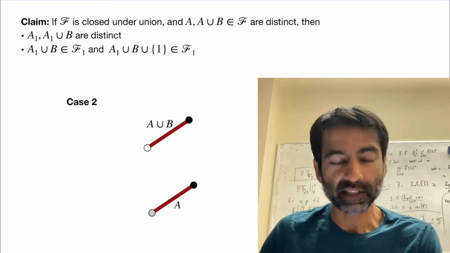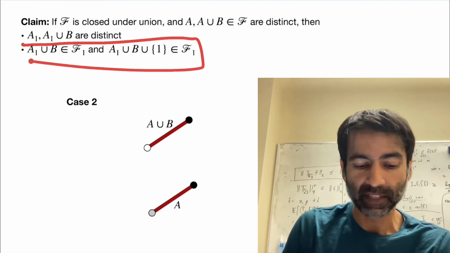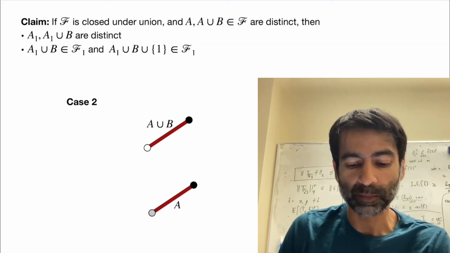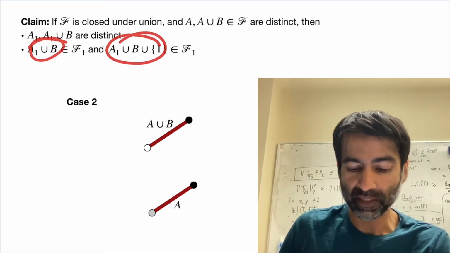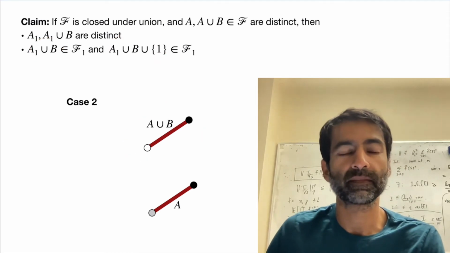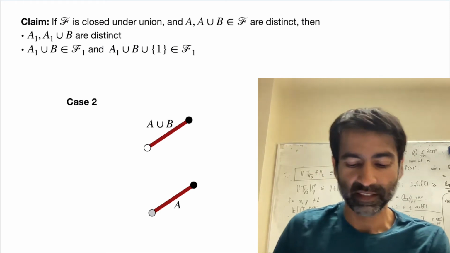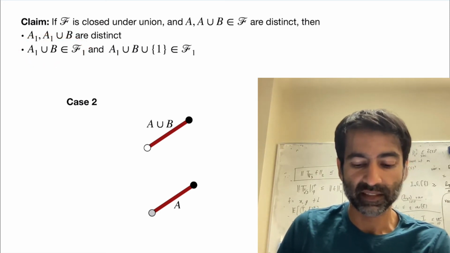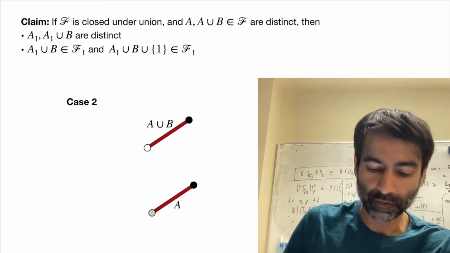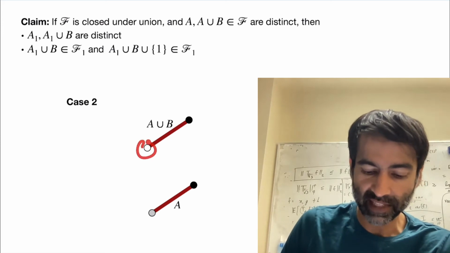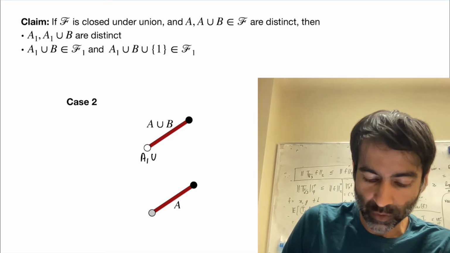And if you think about it, the only thing we need to prove now is this claim that A1 union B and A1 union B union 1 both belong to the family. Well, both of these sets have to be located on this edge. So the only problematic case here is that one of these sets does not belong to the family F1, and that can only happen if this set does not belong to F1, and moreover that set is equal to A1 union B.